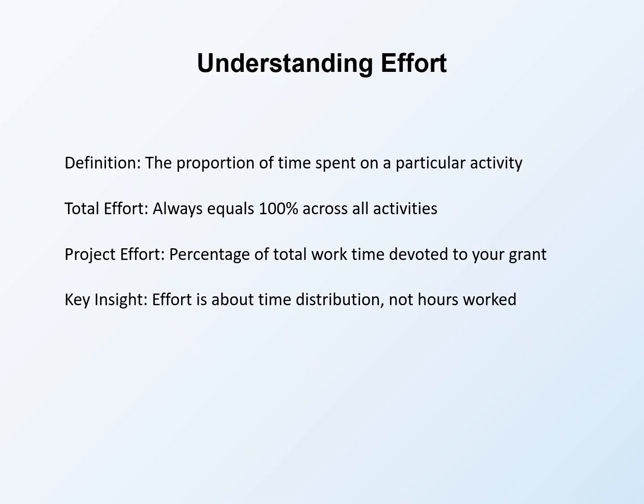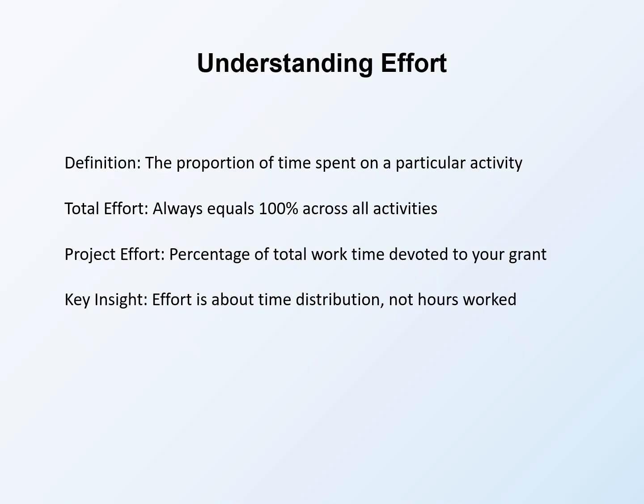A researcher might commit 25% effort to your grant, meaning 25% of their professional time will be devoted to your project. Total effort always equals 100% across all activities. Whatever someone does professionally, it all adds up to 100%. This includes sponsored projects, instruction, administration, clinical work, and any other professional responsibilities. No one can commit more than 100% effort across all activities.